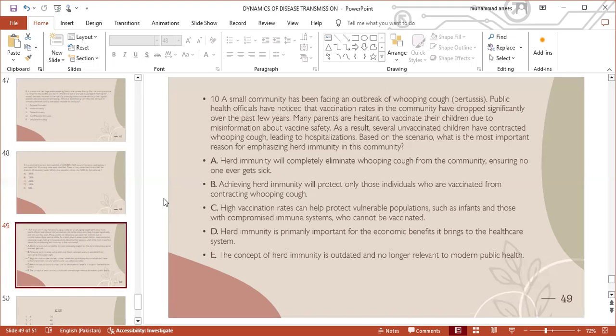A. Herd immunity will completely eliminate whooping cough from the community, ensuring no one ever gets sick. B. Achieving herd immunity will protect only those individuals who are vaccinated from contracting whooping cough. C. High vaccination rates can help protect vulnerable populations such as infants and those with compromised immunity.